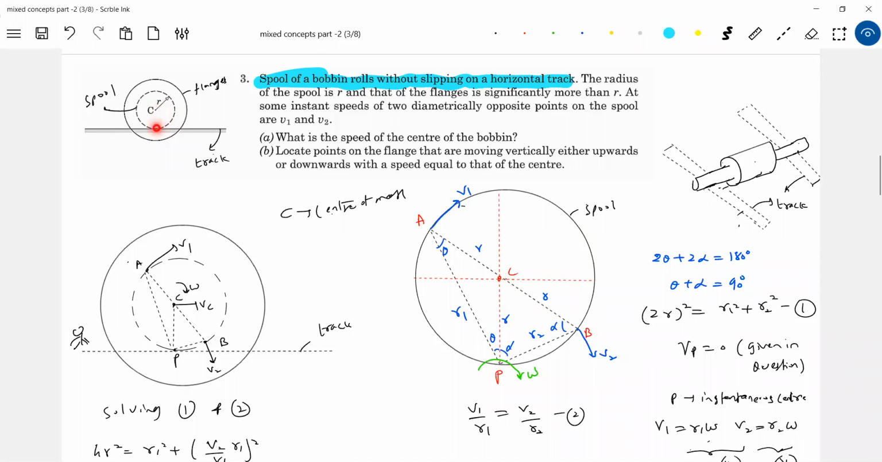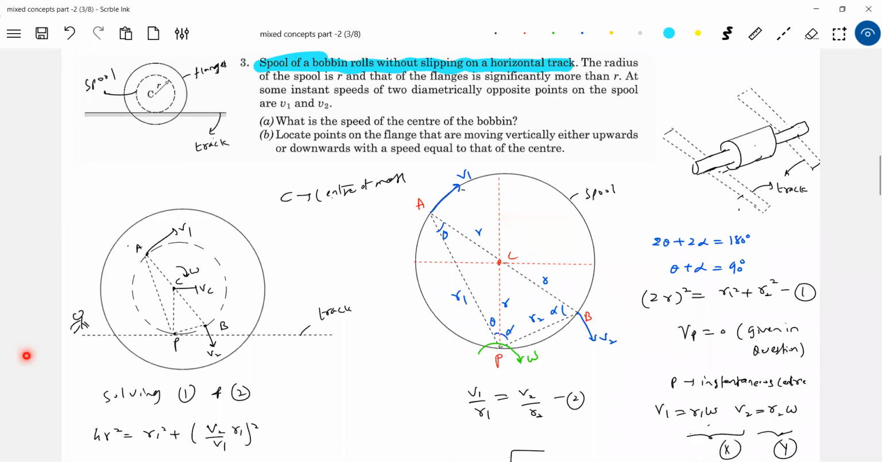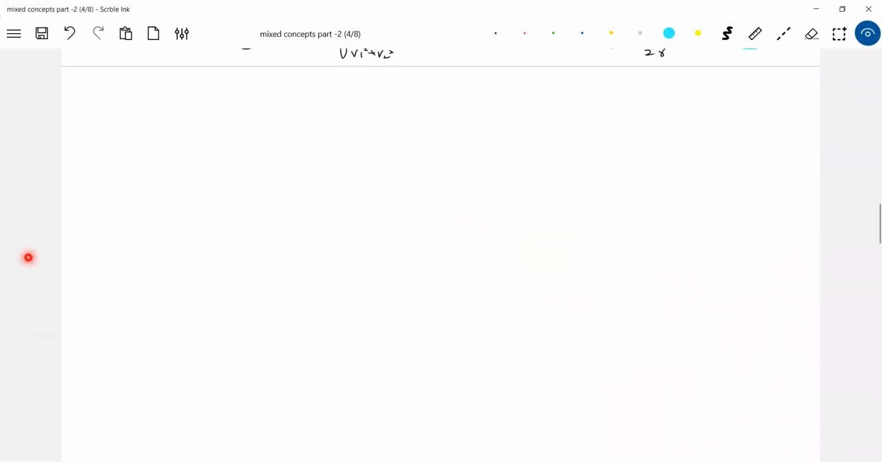This is R. So we have to search for a point at a distance small r. They will have a speed equal to that of the center of mass, no? Because all points will be rotating. Now we have to locate a point at a distance small r from the point P, on the flange. And again, what is the condition? Moving vertically either upward or downward with a speed equal to that of the center. So where will that particular point come? I think we have to search with a circle. Nothing to do. Nobody will help us.